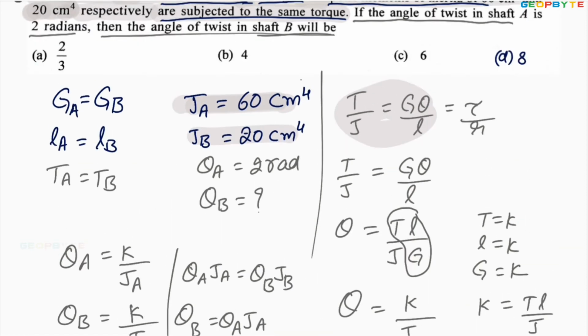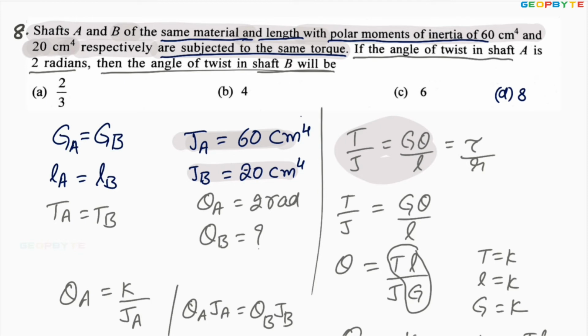Let us go for the options. Look at the options. Option C is 6. Option C is absolutely correct. I hope all of you understood. Let us move to the next problem.